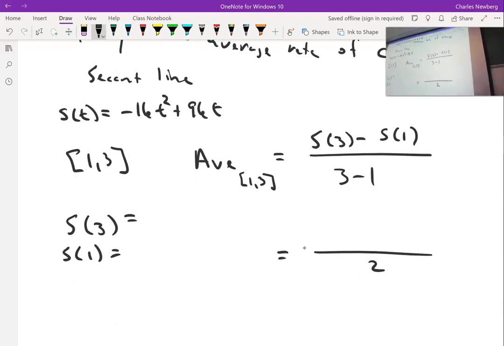And then check with your neighbors. Everybody understand our task? We're plugging in our values. You don't have to write all that out. I don't need to see minus 16 times 3 squared plus 96 times 3 unless you need to do that so you're consistent. Some of you are used to just putting it in your calculator.